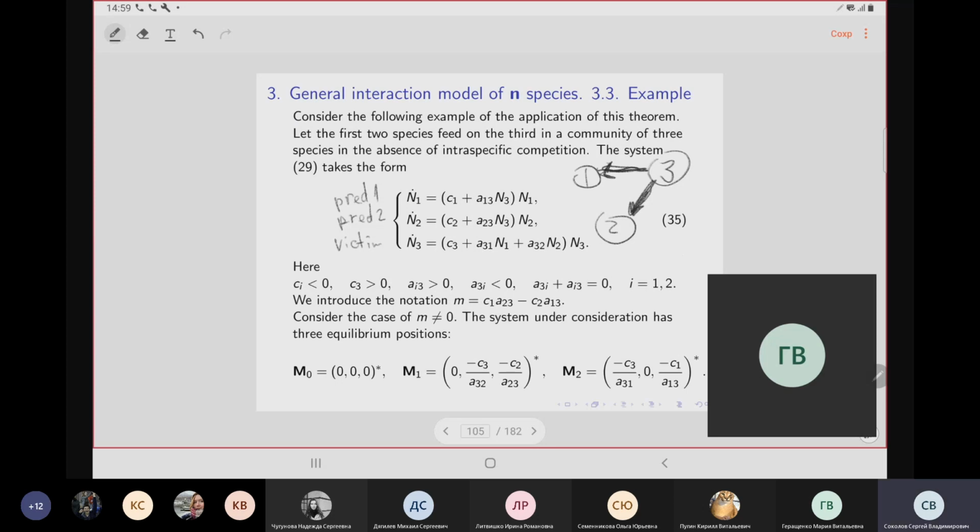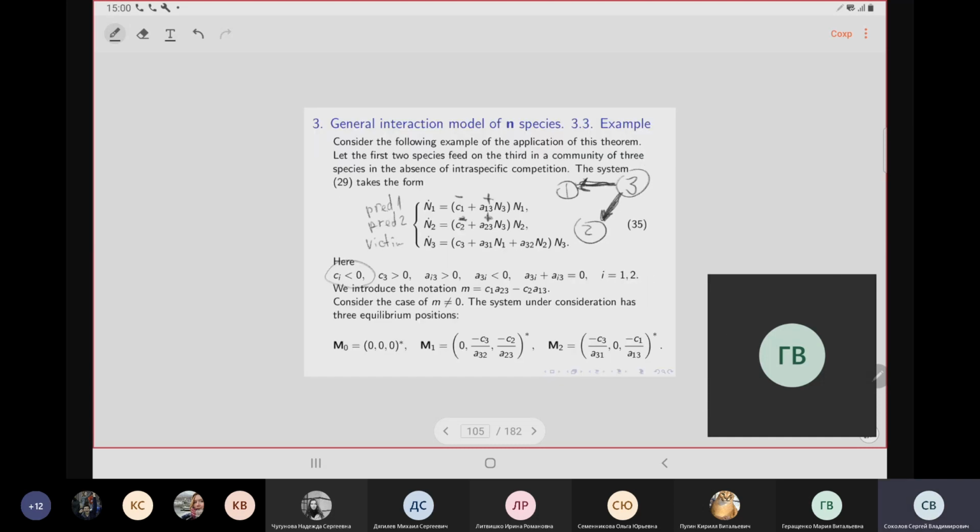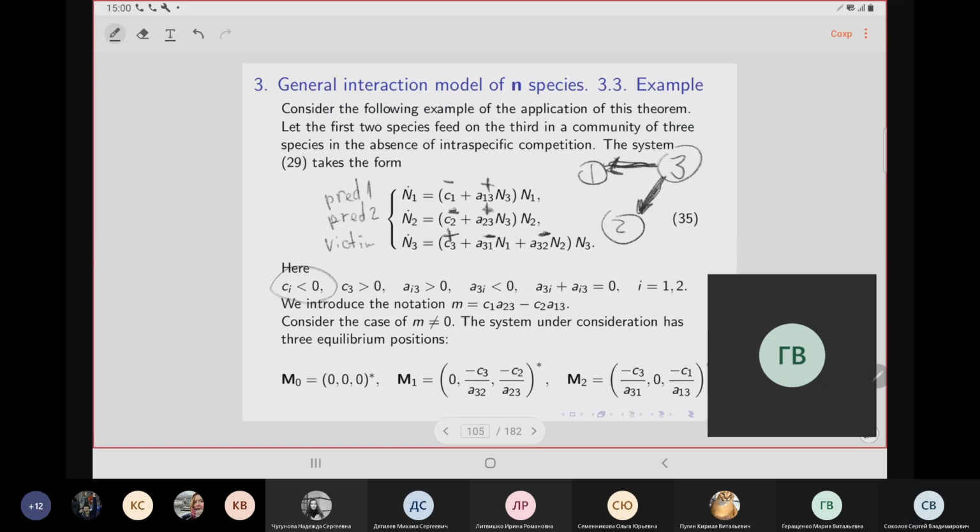Now the signs. C1 and C2 are negative since they are predators. A13 and A23 are negative, and this is positive, since N1 and N2 are predators and the third is the victim. So they have opposite signs.